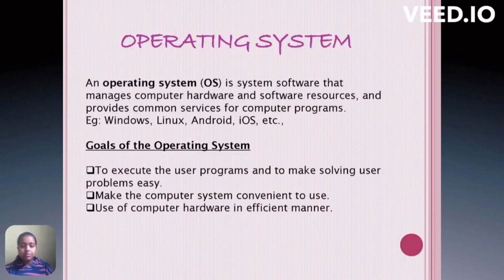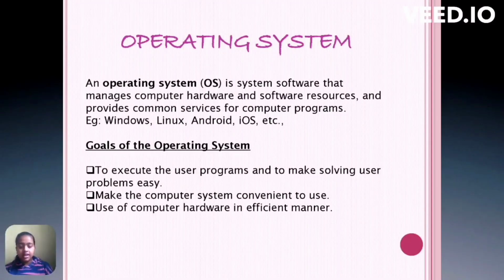First, what is an operating system? An operating system is a system software that manages computer hardware and software resources and provides common services for computer programs. In other words, it acts as an interface between the user of the computer and the computer hardware. For example, Windows, Linux, Android, iOS are the operating systems.